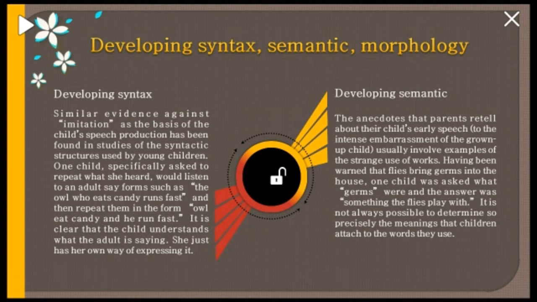Developing semantics. The anecdotes that parents reveal about their children's early speech, to the intense embarrassment of the grown-up child, usually involve examples of the strange use of words. Having been warned that flies bring germs into the house, one child was asked what germs were, and the answer was something the flies play with. It is not always possible to determine so precisely the meanings the children attach to the words they use.